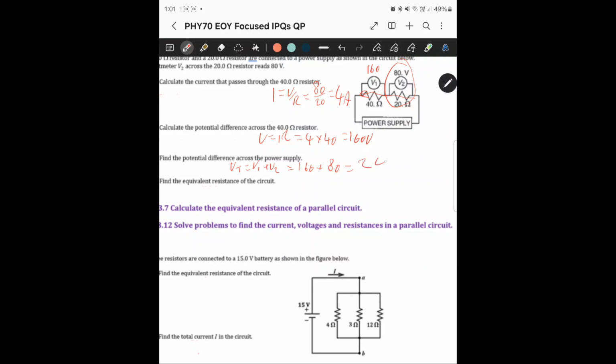Very nice. 240. Find the equivalent resistance. You just add, R equals R1 plus R2, and I am going to do 40 plus 20, 60 ohms. That's an ohm, by the way. Yeah, that was terrible. There you go.